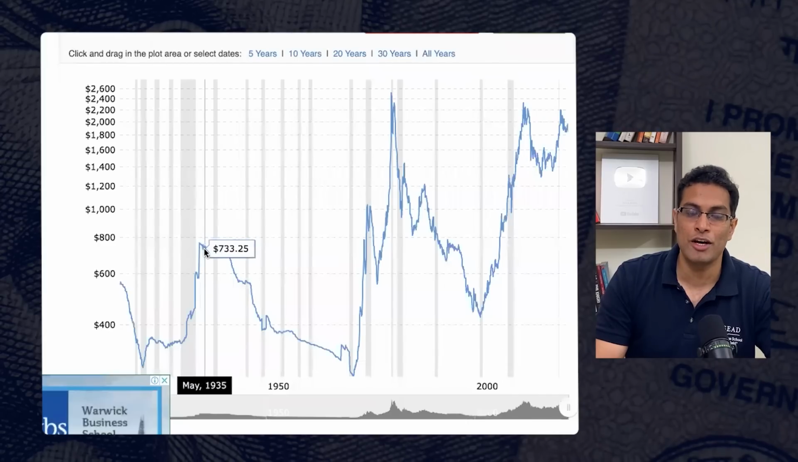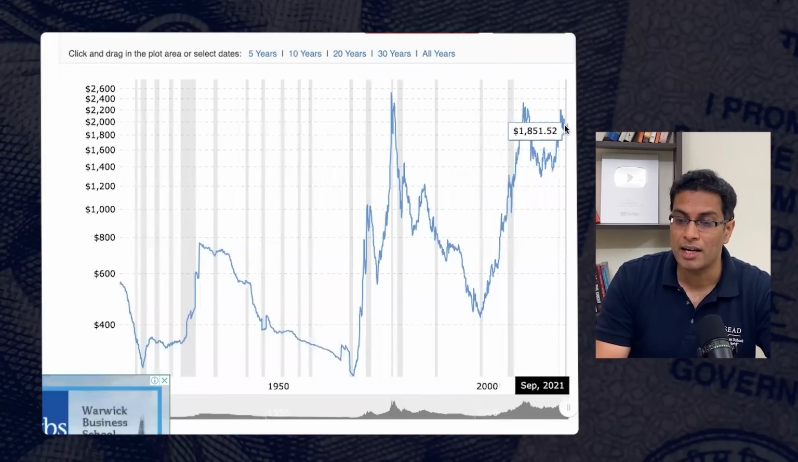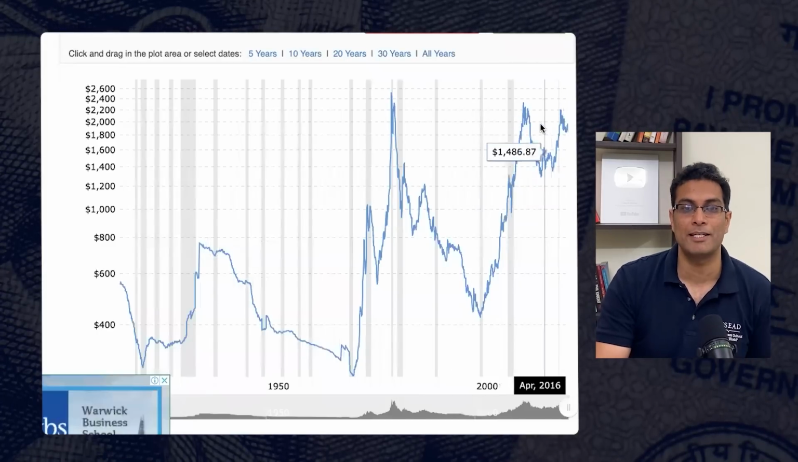So let's assume that you would have purchased $744 worth of gold in 1935. In real terms, inflation adjusted, how much did it become now? It almost 3x in price. So the point that I'm trying to drive home is fairly simple, that economics is very, very complex.